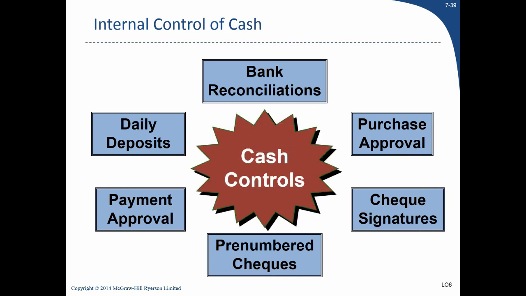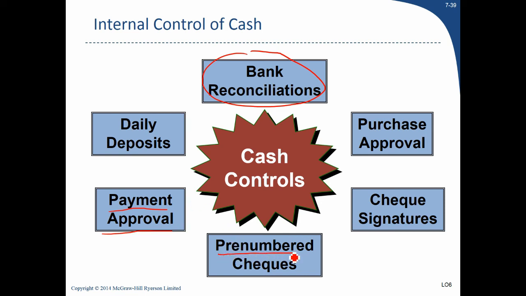Okay, so here's an example of a cash control. Or here are some examples. We're actually going to discuss the bank reconciliations. Okay. Payment approval. Before a check goes out the door, the CFO has to approve it.